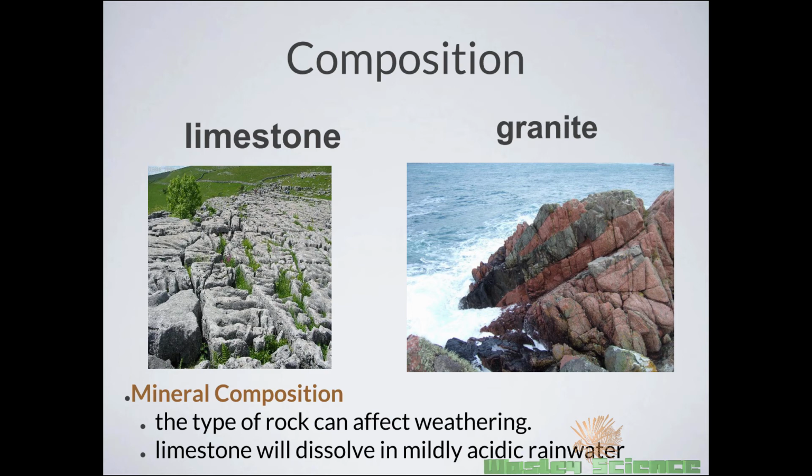The next way that the rate of weathering can be changed is by the composition of the mineral itself. So for example, limestone is a type of rock that, when exposed to carbonic acid, breaks down and dissolves. But then you take a rock like granite, and it does not dissolve when it's exposed to mildly acidic rainwater. So it stays there. It's a lot tougher. It does not have that type of composition. So the type of rock can affect how fast or slow it will be broken down.